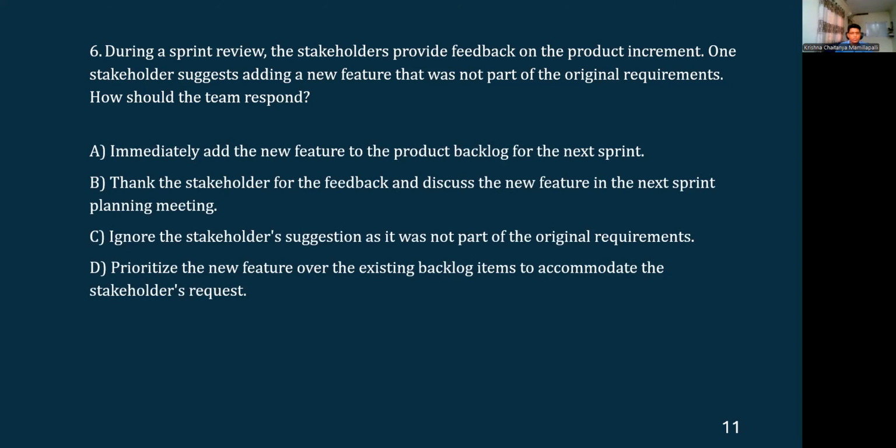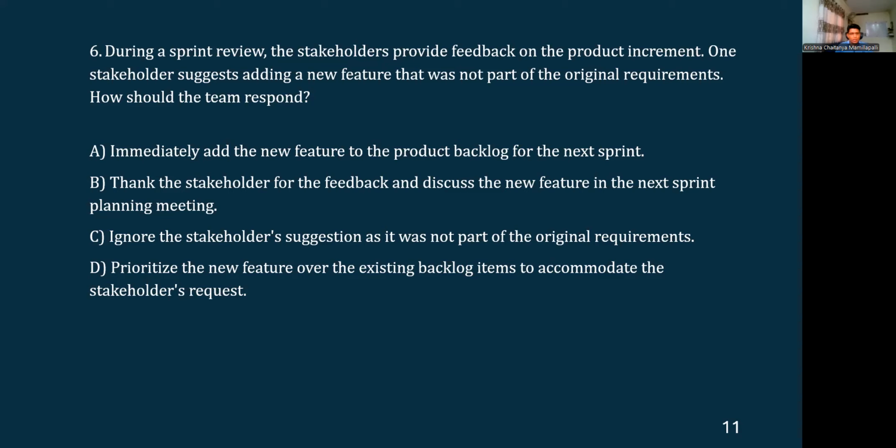Immediately add the new feature to the product backlog for the next sprint. Okay, so this is again like jumping to a conclusion and then jumping to a decision before looking at whether whatever the stakeholder is suggesting can fit into the next sprint or not, and how it should be prioritized in the product backlog. So without understanding what could be its impact, directly putting it into the next sprint is not the right approach, and that could be eliminated.